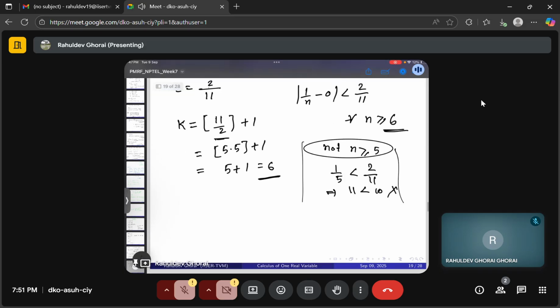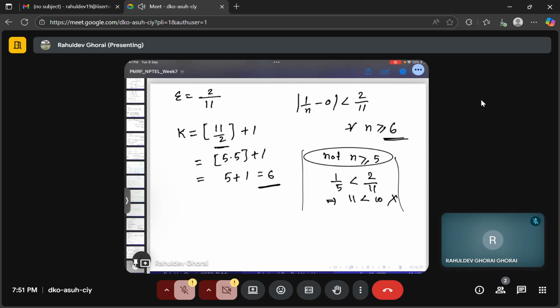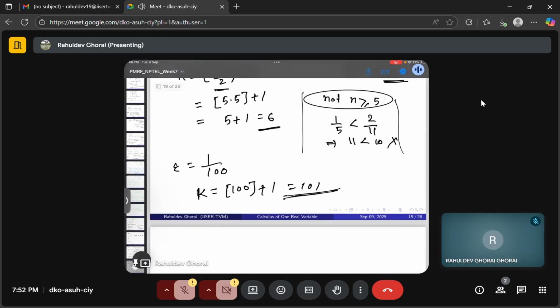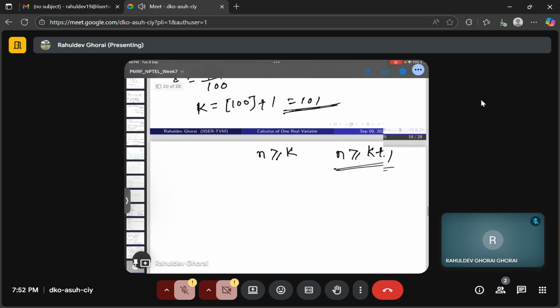So for every epsilon, like this you can find a k. See, if epsilon is 1 by 100, then it will be easier. That's why I was taking 2 over 11 or some such thing. So that will be then 100. In that case you don't need to take any plus 1 maybe, right? Yeah, you don't need to take plus 1. 100 plus 1, that is 101. Even with 100 it will work, but here it is 101. See, if it holds for n greater than or equal to k, then it will hold for n greater than or equal to k plus 1 also. So that is the thing.